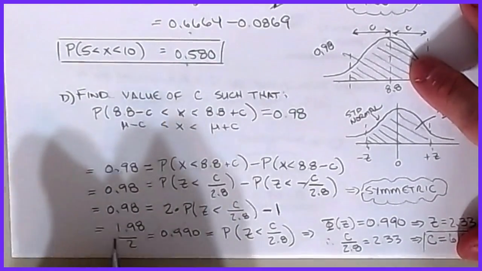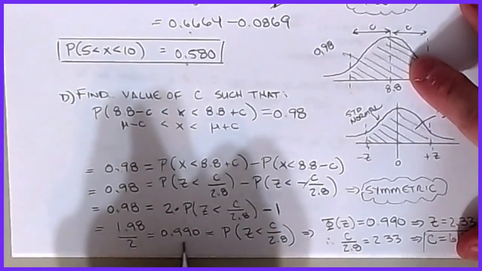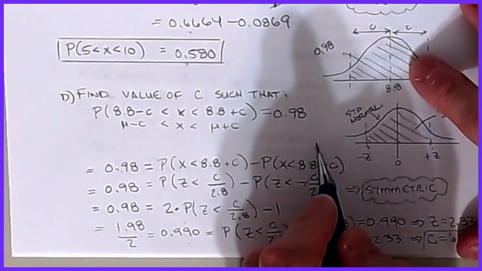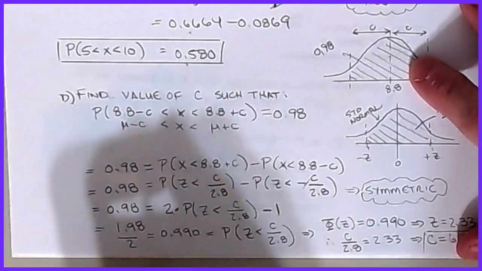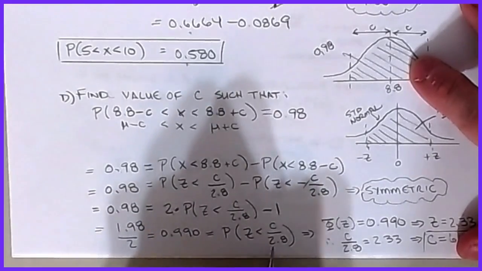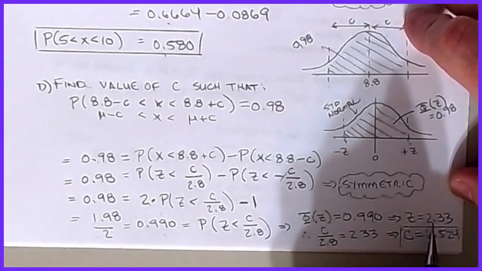So when I bring the 1 to the other side, that's 1.98. I bring the 2 over, divide by 2. That gets me 0.99. And so basically this is everything from here to the left as I start to do that, okay? And so then the probability of z being less than c over 2.8, I can now back my way out of the math on this thing. All right, so the z value is 2.33.